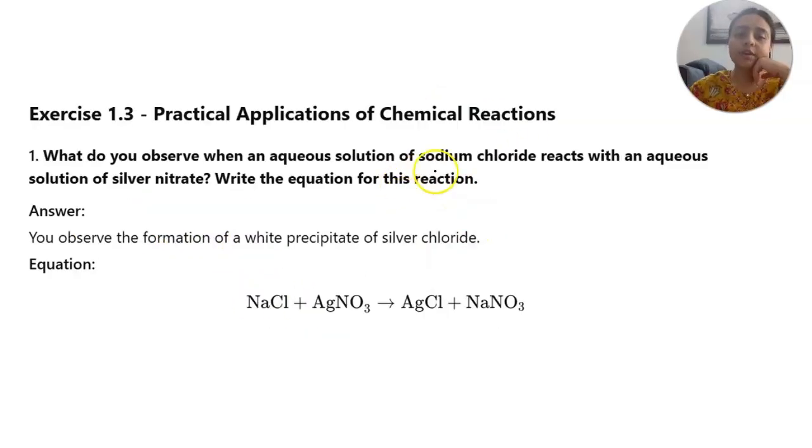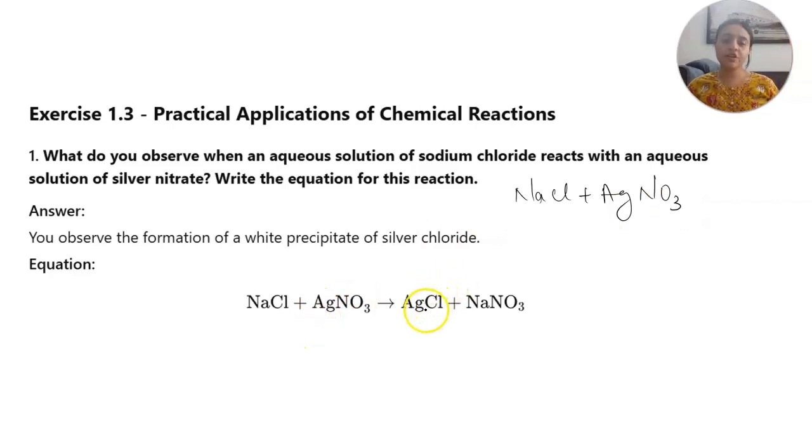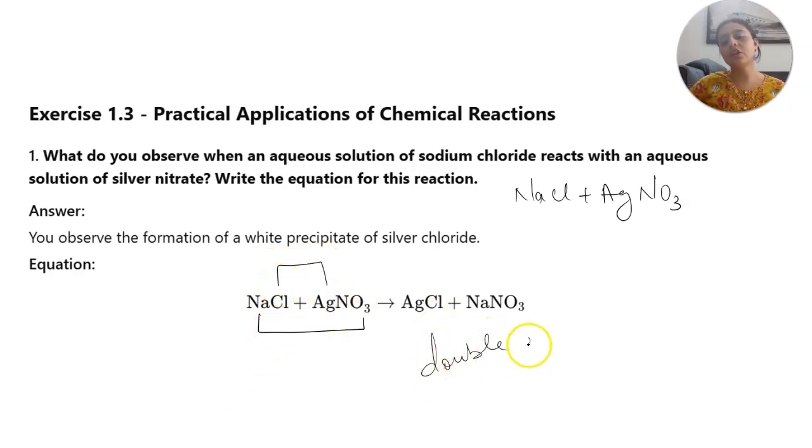You can say, when an aqueous solution of sodium chloride reacts with an aqueous solution of silver nitrate, AgNO3, what will happen? It is a double displacement reaction, right? You can see Na will combine with NO3, and Ag will combine with Cl. So this is how a double displacement reaction happens.